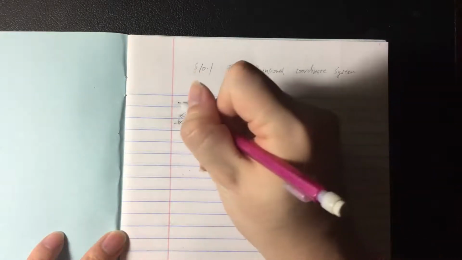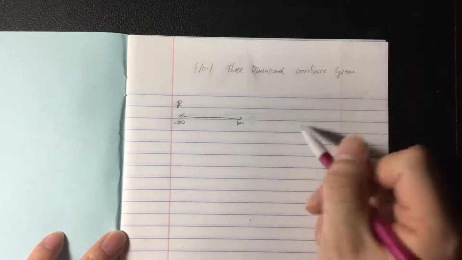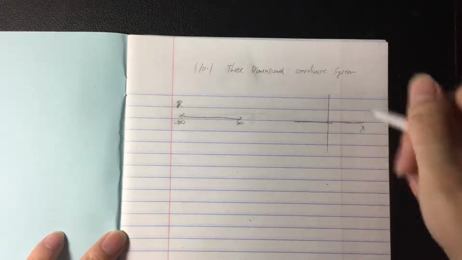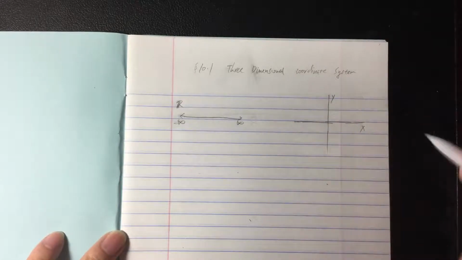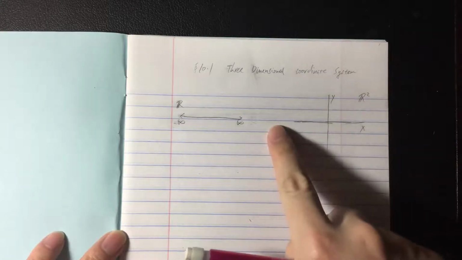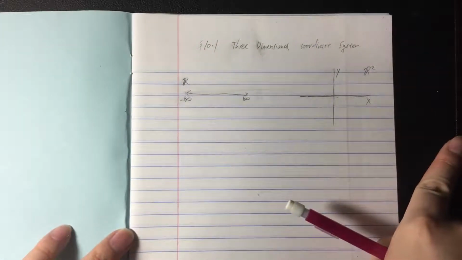In general, a real line from negative infinity to infinity is a one-dimensional space. It's represented by R. An xy plane, a 2D plane with x and y axes, is called two-dimensional space. It's represented by R2. Now, in a three-dimensional space, we have three axes.